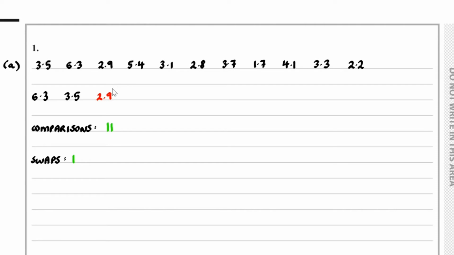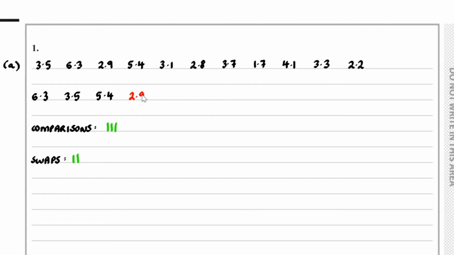We now compare the 2.9 with the 5.4. So that's three comparisons. Do they need swapping? Yes, they do. 5.4 is larger than 2.9. So 5.4 would go here, and temporarily the 2.9 will go here.